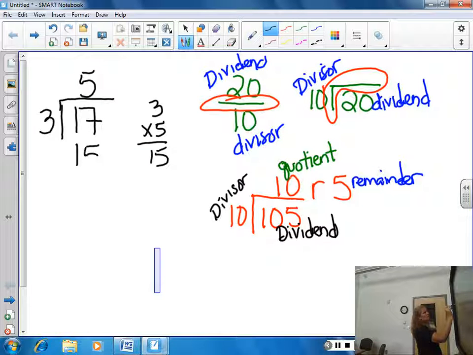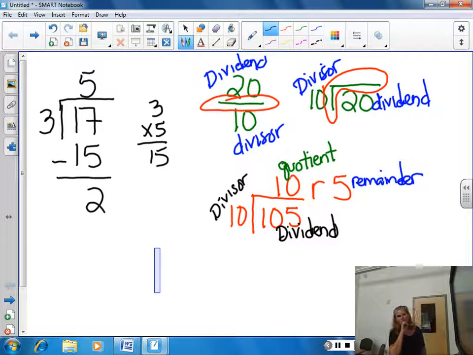You multiply those two together and you put them down below and subtract. And then 17 minus 15 is 2. Notice that 3 will not go into 2. So that's my remainder. And as you saw over here, I could write it this way, remainder 5.